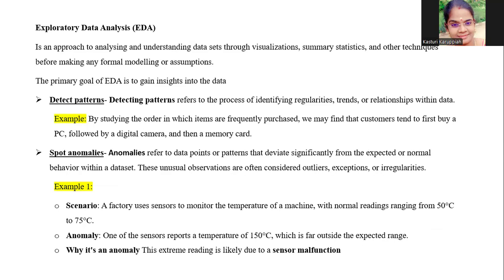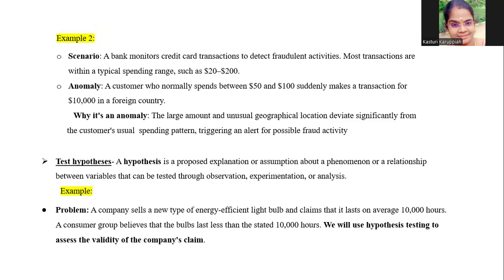Actually, what is the primary goal of EDA? Detecting patterns, such as buying pattern, movie recommendation pattern, likewise. Then spotting anomalies: finding the error, abnormal behavior, finding fraudulent activity, finding the malfunction of a sensor, likewise. And then testing hypothesis, where we find whether the assumption or explanation is right or wrong by using hypothesis testing.